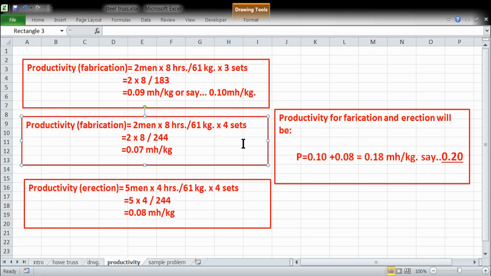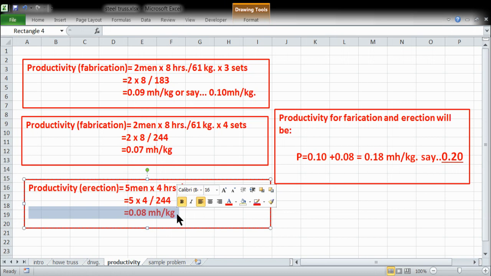But for heavy projects, big projects, heavy structural, you will use different productivity. But commonly on residential and small projects, we use this 0.07 to 0.1 for fabrication and for erection. Based on the condition, based on my experience, 5 men times 4 hours, half day. Erect 4 sets, 4 to 5 sets. So let us say 4 sets. This would give us 0.08 man hour per kilogram.